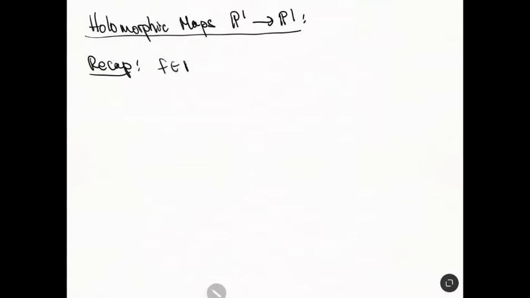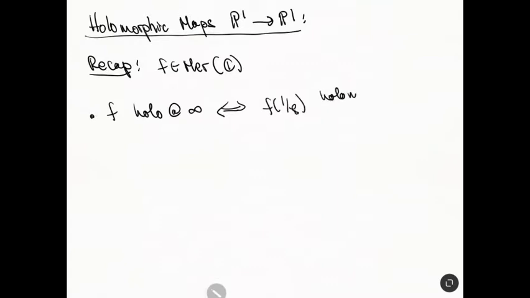So if we take a meromorphic function, we said that f was holomorphic at infinity. This corresponded to the condition that f of 1 over zeta was holomorphic at zeta equals 0. So again, we're using holomorphic to mean analytic; it locally has a power series. In terms of the picture, here's P1, and we have our point 0 here, and we have our point infinity here.